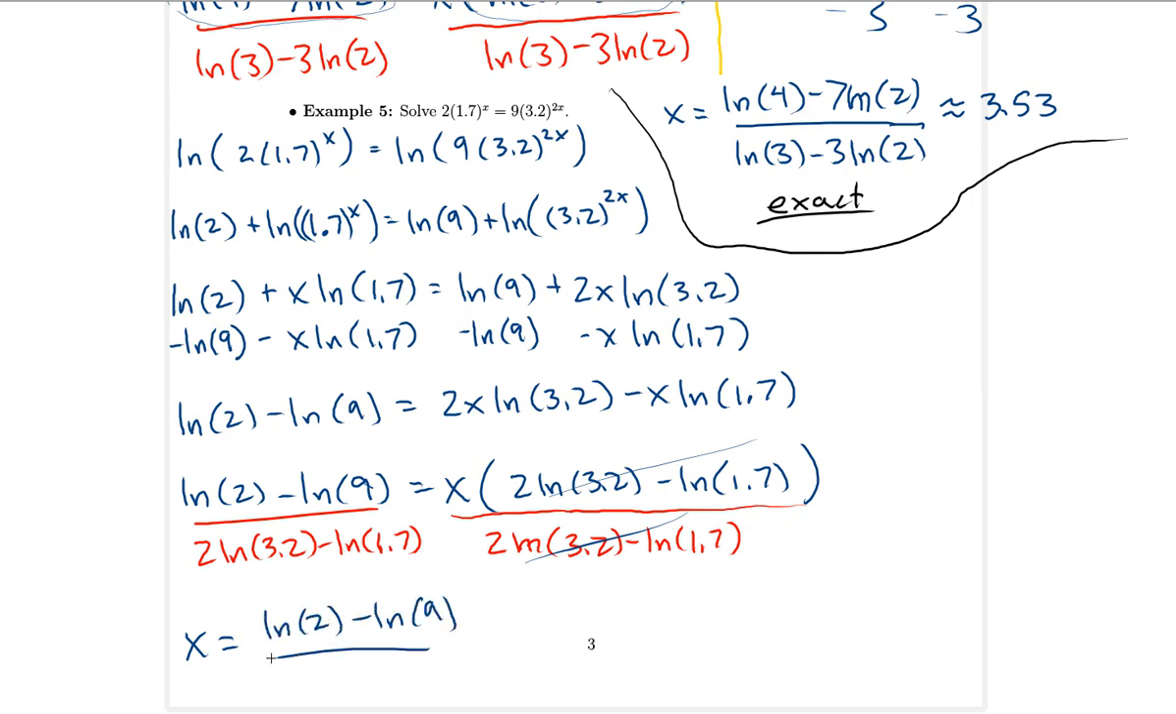So just to clean up here, here's our final exact answer. But let's go ahead and put that in our calculator. When I do, being really careful with my parentheses, I should get negative 0.84.